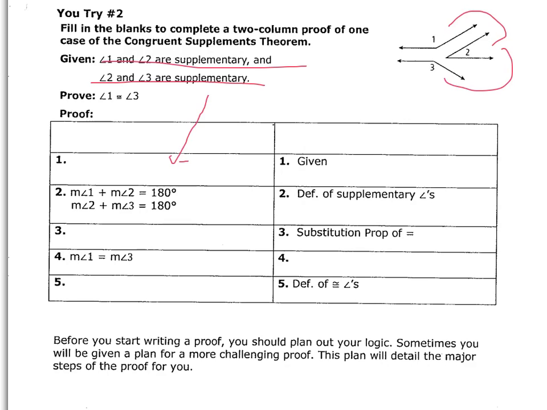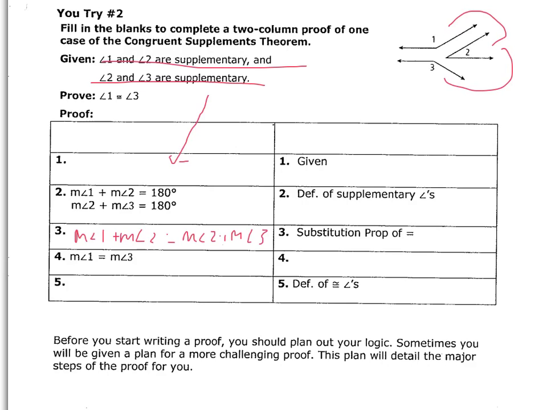Then your next step is because of the substitution property, so we need to think of things that we can substitute in. What you need to think of is that measure of angle 1 plus measure of angle 2 equals measure of angle 2 plus measure of angle 3. We know that because angles 1 and 2 add up to 180 degrees, and 2 and 3 also add up to 180 degrees. So you're substituting this in.